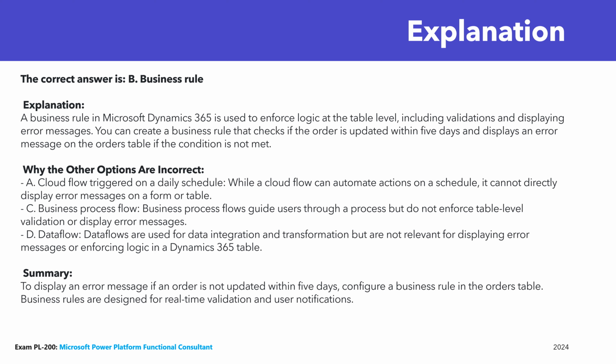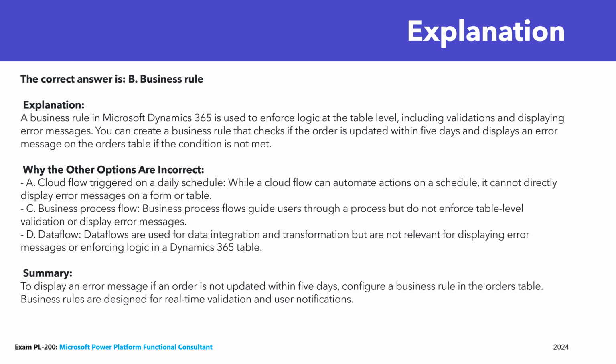Why the other options are incorrect? A. Cloud flow triggered on a daily schedule. While a cloud flow can automate actions on a schedule, it cannot directly display error messages on a form or table. C. Business process flow. Business process flows guide users through a process but do not enforce table-level validation or display error messages. D. Data flow. Data flows are used for data integration and transformation, but are not relevant for displaying error messages or enforcing logic in a Dynamics 365 table.